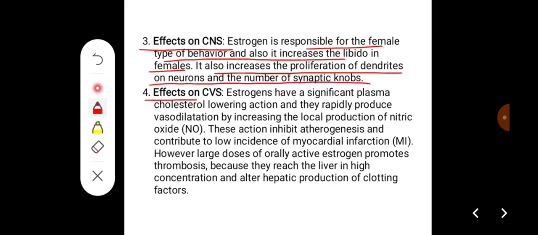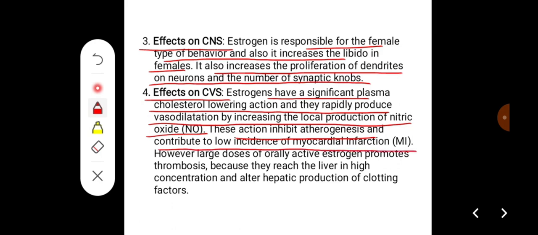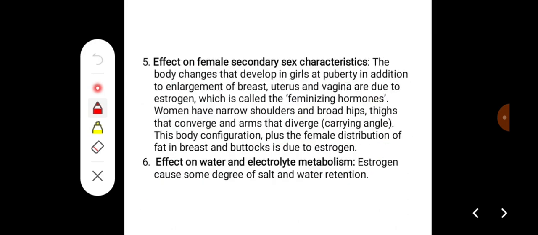You see their effects on the CVS. Estrogens have a significant plasma cholesterol lowering action and thereby rapidly produce vasodilatation by increasing local production of nitric oxide. These actions inhibit atherosclerosis and contribute to the low incidence of myocardial infarction. However, large doses of orally active estrogen promote thrombosis because they reach the liver in high concentration and alter hepatic production of clotting factors.